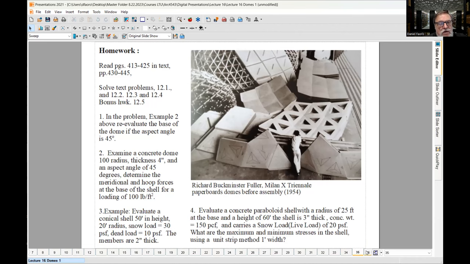Tell me how it's different from the reaction values that are there. Examine a concrete dome, 100 foot radius, thickness 4 inches, aspect angle of 45 degrees, doing the shell. And evaluate the concrete paraboloid radius. I think problems 12.1, 2, 3, and 4 are all here, and I think the bonus one is given in your Canvas as well.